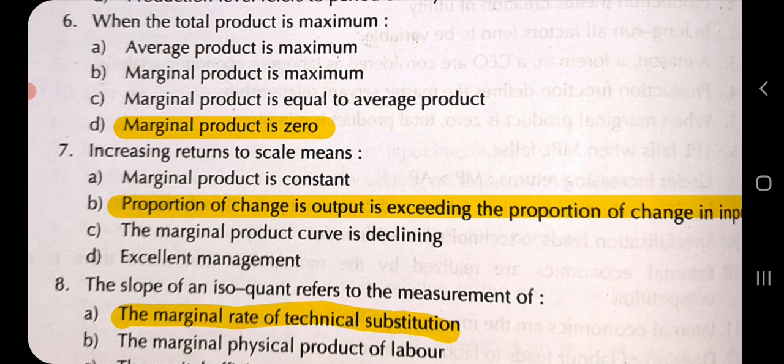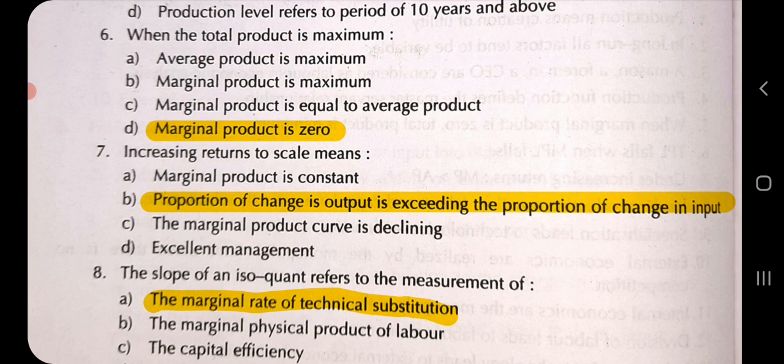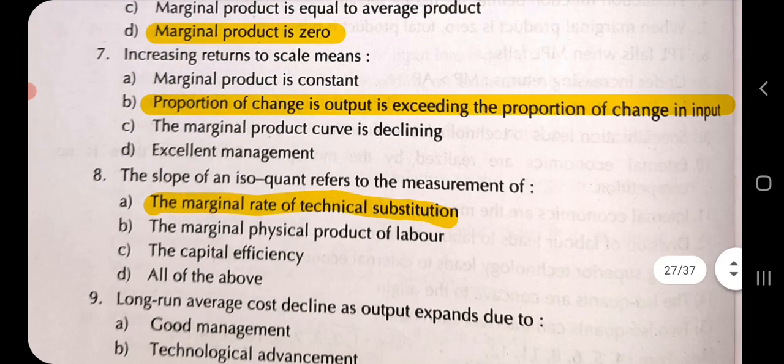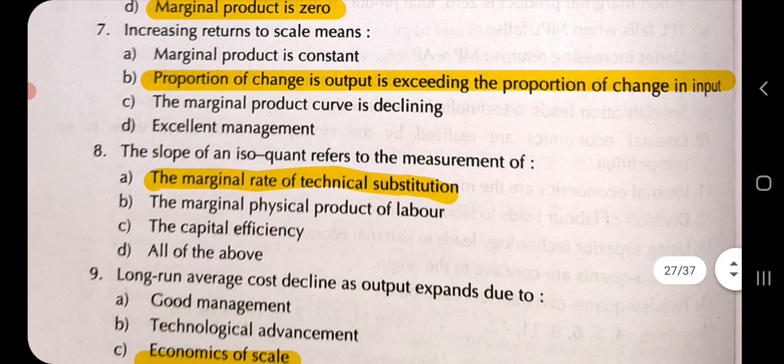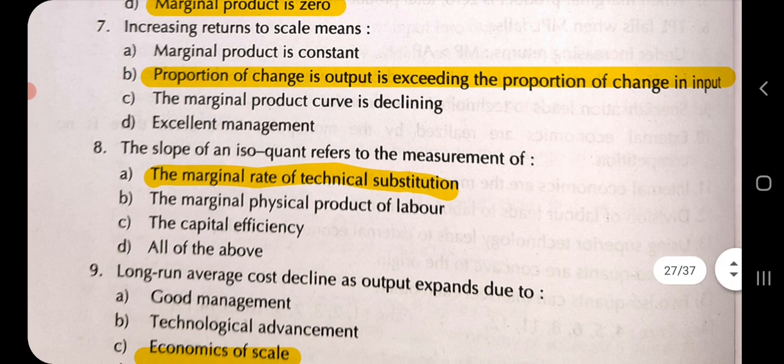Seventh question, increasing returns to scale means dash dash, and the correct answer is B, proportionate change in output is exceeding the proportionate change in input. मतलब जितना हम इनपुट बढ़ाएंगे उससे ज़्यादा आउटपुट बढ़ेगा. 8th question, the slope of an isoquant refers to measurement of dash dash, and the answer is the marginal rate of technical substitution. A is the correct answer.